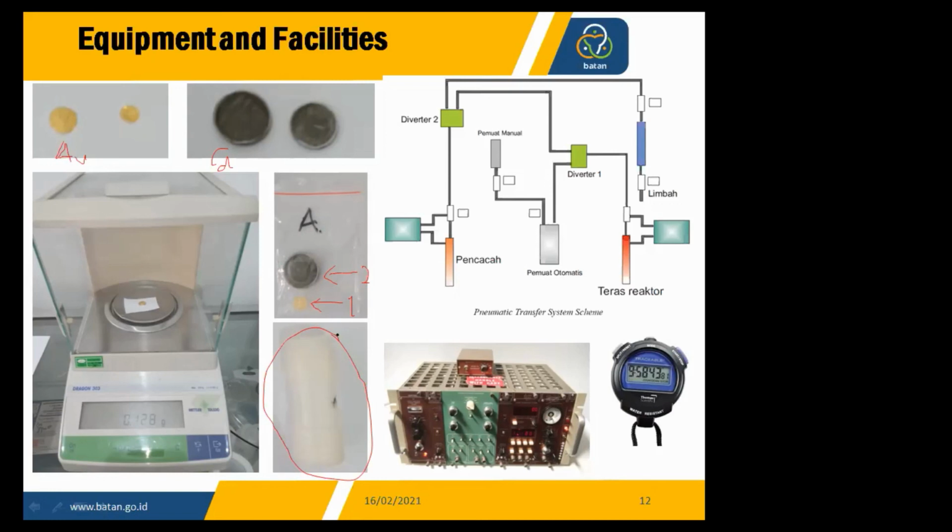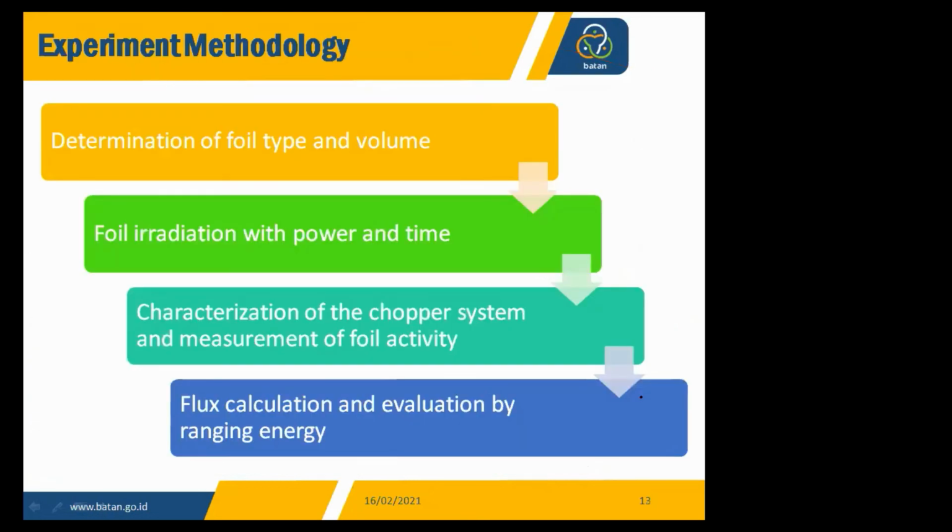Then the gold will be sent in the pneumatic capsule through the pneumatic transfer system. You can see this is the pneumatic transfer system at the Kartini reactor. After activating the gold, we count the activity of the sample with the Geiger-Müller counting system, considering the irradiation time, delay time, and counting time. Use a stopwatch maybe. And this is the experimental methodology.